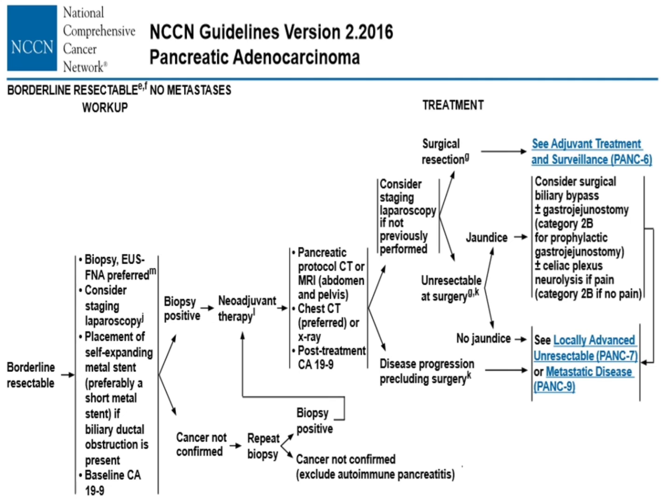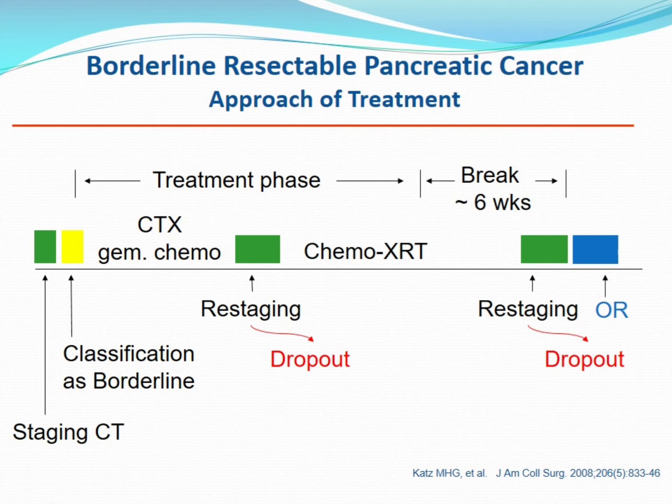The approach of management of borderline resectable pancreatic cancer. Here we can see after staging of the tumor, if the tumor has been classified as a borderline tumor, chemotherapy is initiated, followed by restaging, followed by chemoradiotherapy. Here some dropout of cases will be seen, and after chemoradiotherapy, a break of about 6 weeks, followed by restaging by pancreatic protocol CT or MRI.